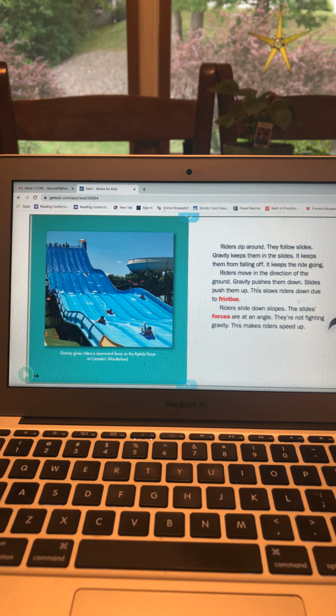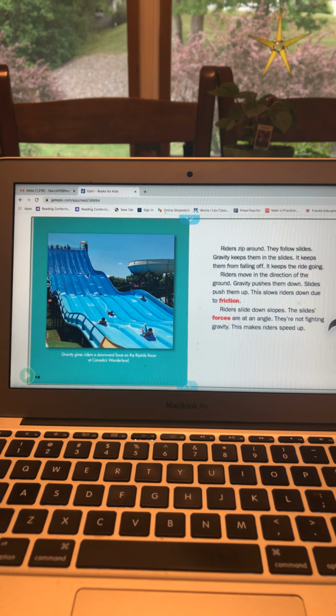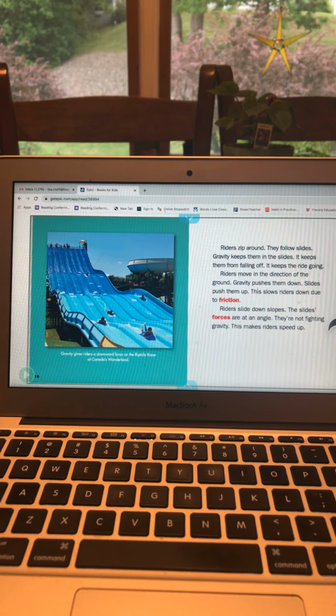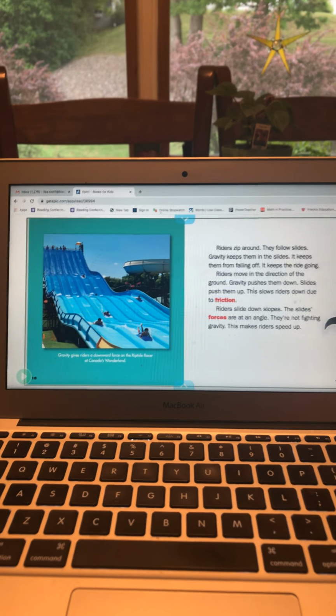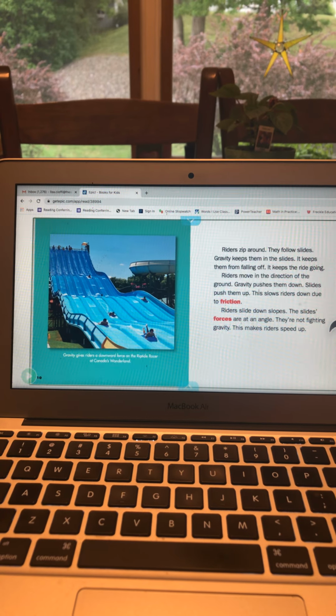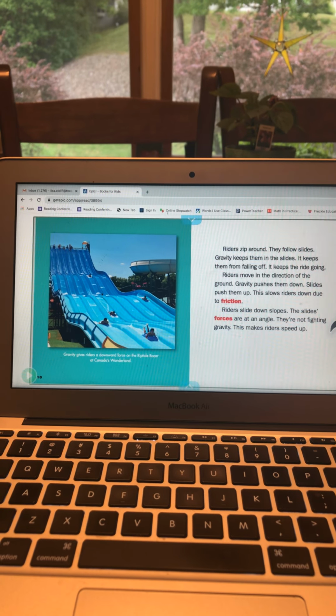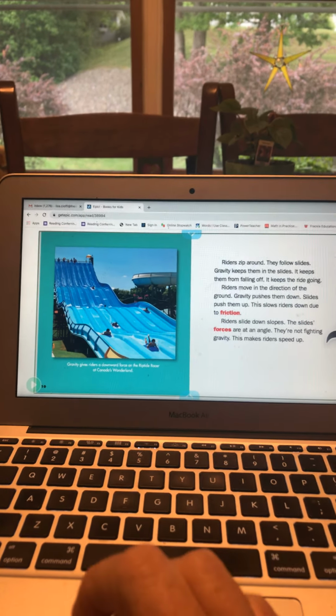To slow riders down, they use friction. Riders slide down the slope. The slide forces them at an angle. They are not fighting gravity. This makes riders speed up.